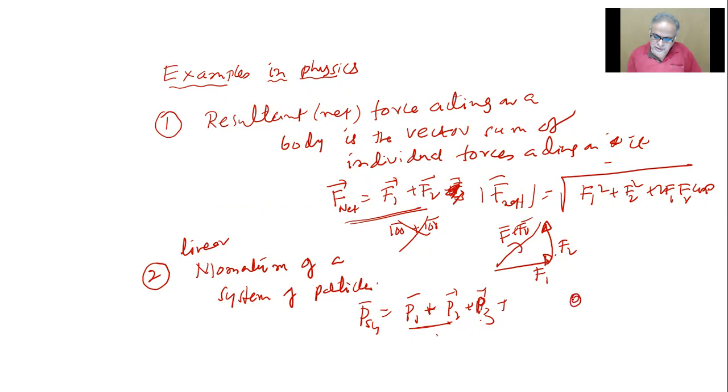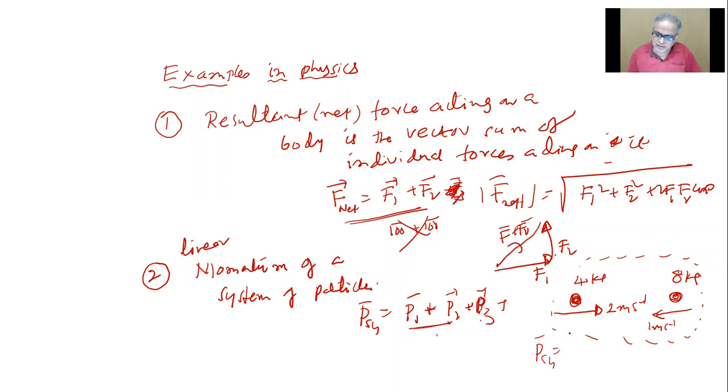There's a ball moving like this towards the right with, say, 2 meters per second, and say the mass of this is 4 kg. And there's another ball moving like this with 1 meter per second, in the opposite direction. The mass of this is 8 kg. Now you take them as a single system for whatever reason. So P of the system equals, tell me, this is 8 in this direction, this is 8 in this direction. What is the angle between them? 180. So the magnitude of P of the system is 8 minus 8, 0.